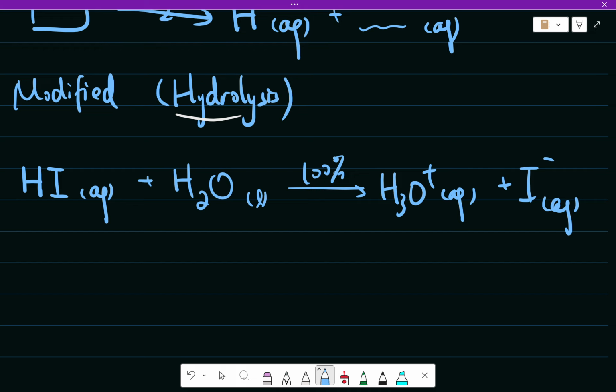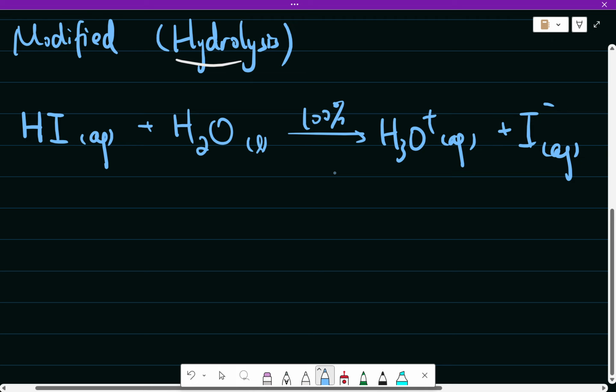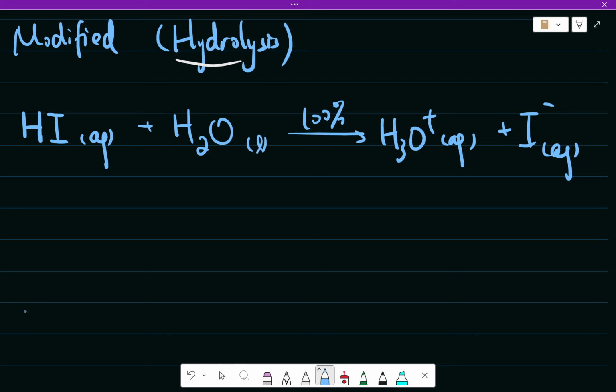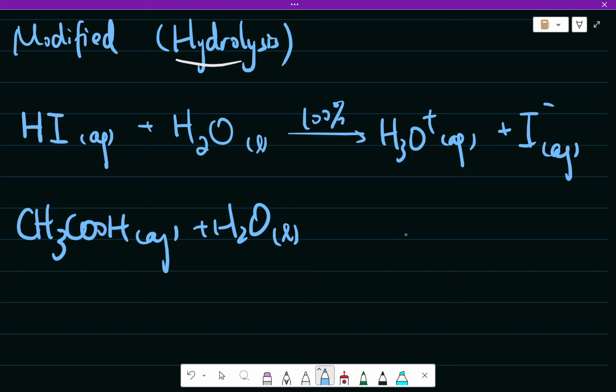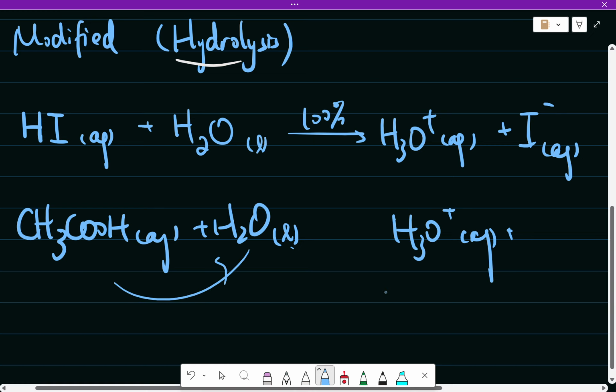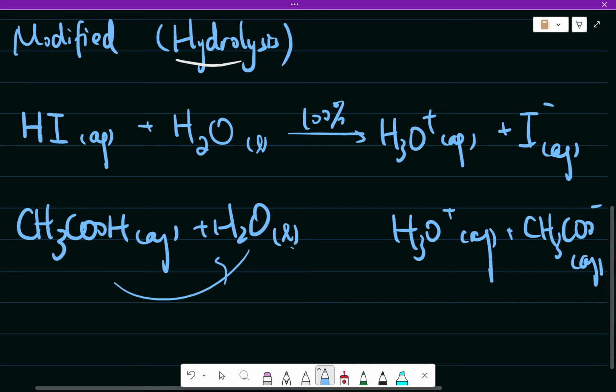If we look at one other example, for example, acetic acid or vinegar, then we will see that when CH3COOH is reacting with water, we will still expect a hydronium on the right side because vinegar is an acid and one of the H will be given to the water, so it will become CH3COO minus aqueous.